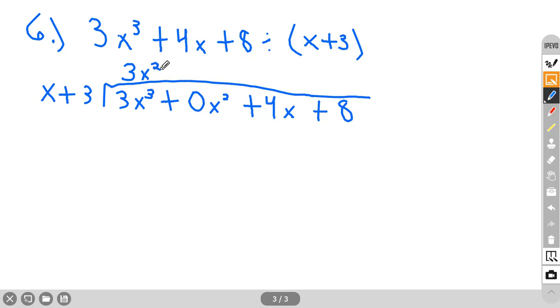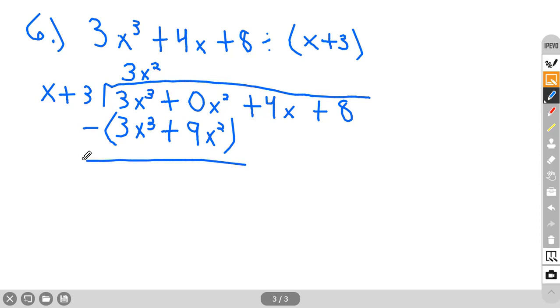Once I'm done finding that answer, I multiply. So I take 3x squared times x, I'm going to get 3x cubed. And when I take 3x squared times 3, I'm going to get 9x squared. Now I go ahead and subtract those. So I get 3x cubed minus 3x cubed is 0. 0 minus 9x squared is going to give me negative 9x squared. Okay, now I bring down my next term, plus 4x, and I repeat the process.